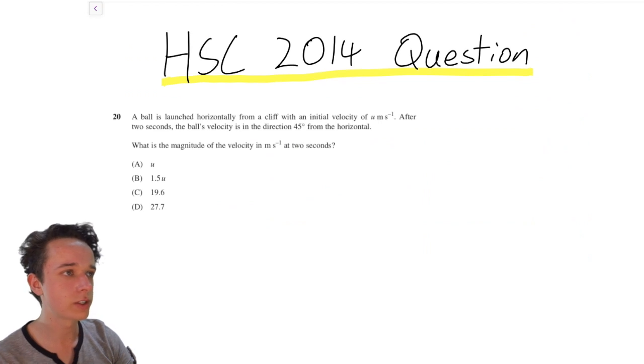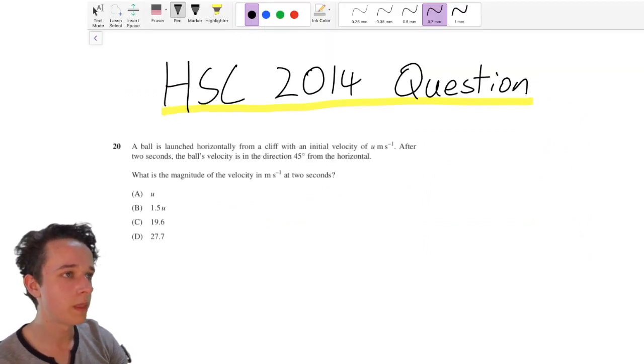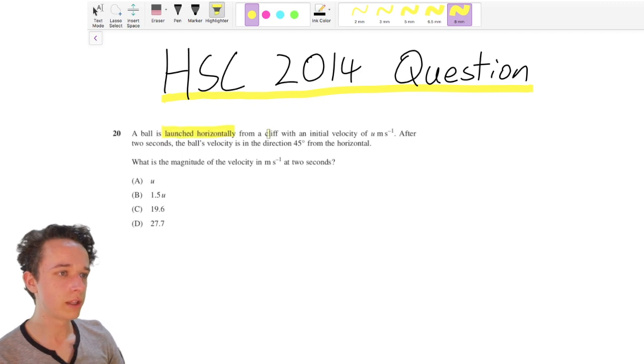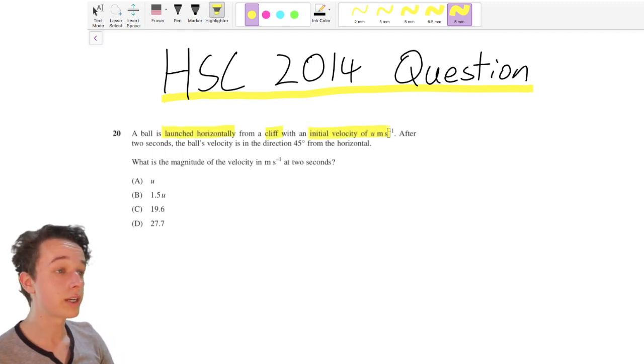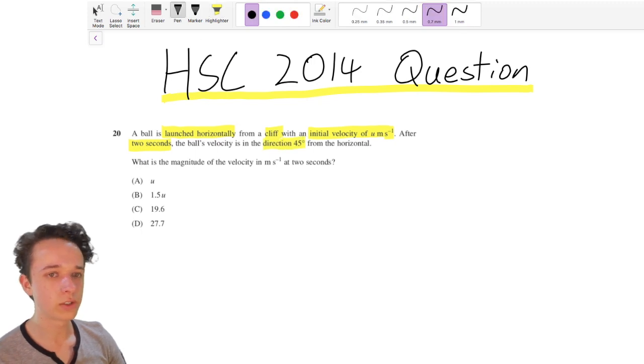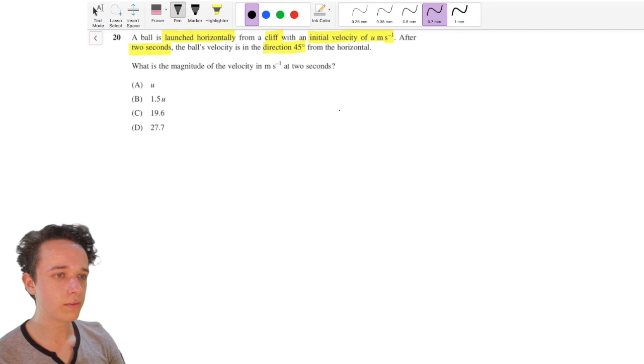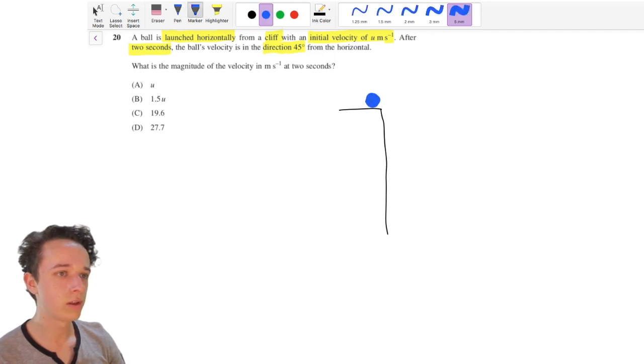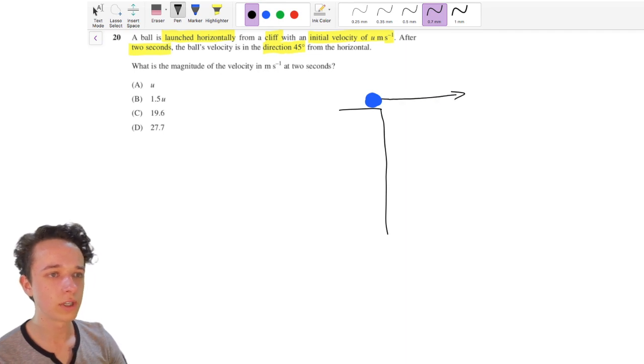All right, so the next question is from HSC 2014. A ball is launched horizontally from a cliff with an initial velocity of u meters per second. After 2 seconds, the ball's velocity is in the direction 45 degrees from the horizontal. All right, so let's just draw this out so far. We have a cliff, we have a projectile which is launched from this cliff, just with a velocity which is in the horizontal direction, and this velocity has a magnitude of u meters per second.